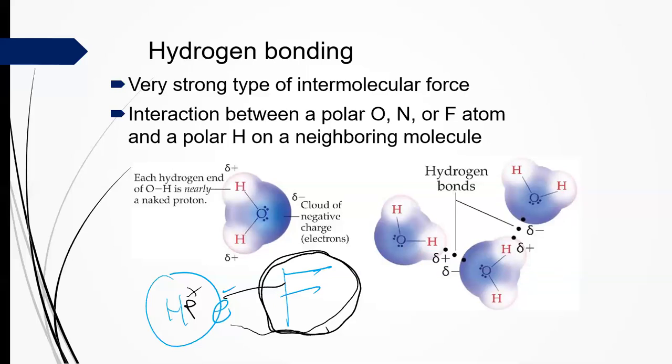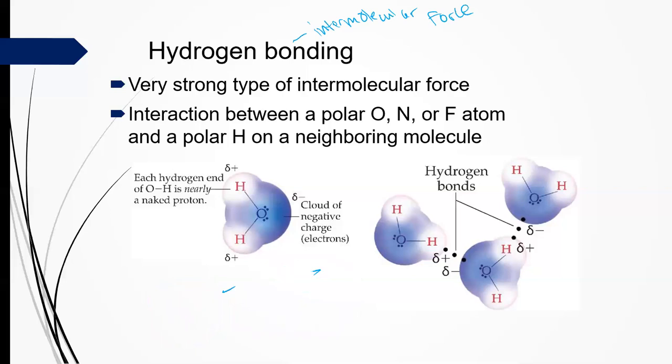Now, it's not a true bond in the same way as it's not a covalent bond or an ionic bond. It's still just an intermolecular force. It's just very strong. Now, this only works when we can draw that electron far enough away to really expose that proton. And so it only happens with the three most electronegative elements that have a very small size. And that's going to be oxygen, nitrogen, and fluorine. So that top right-hand side of our periodic table.